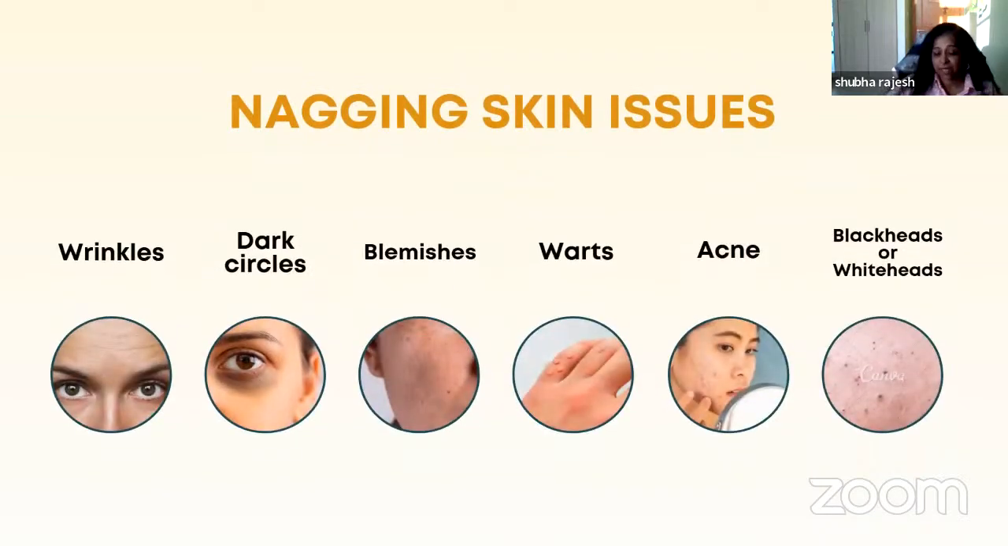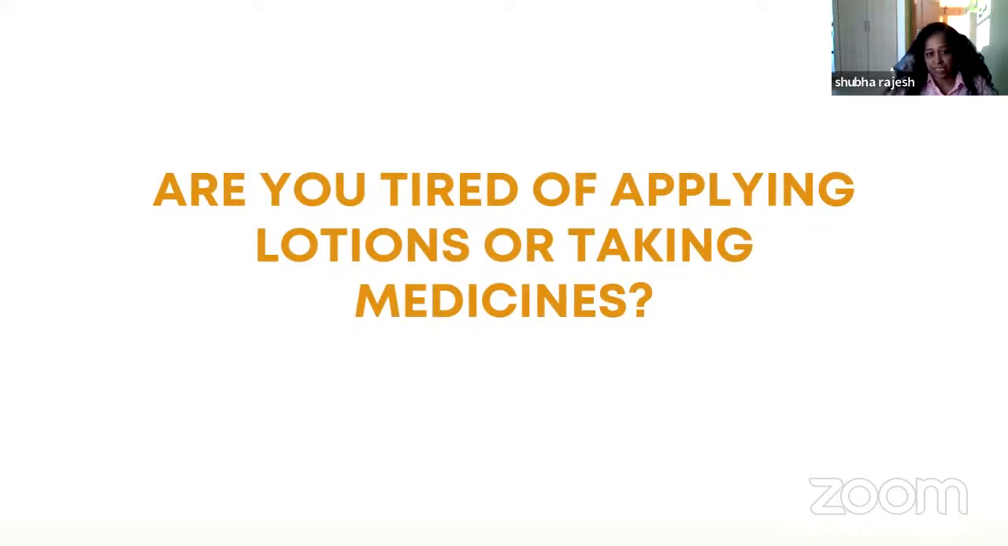The previous ones were the chronic ones, and these are some nagging ones, which develop over a period of time, like dark circles, wrinkles, hyperpigmentation like blemishes, warts, acne, blackheads, whiteheads, and these kinds of issues. These are all the nagging skin issues which we deal with.